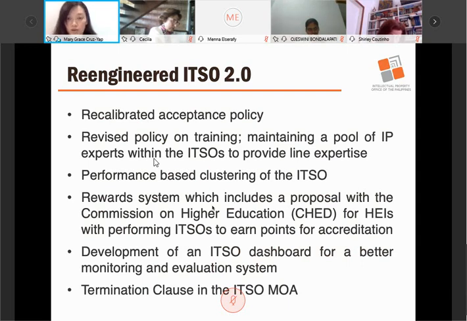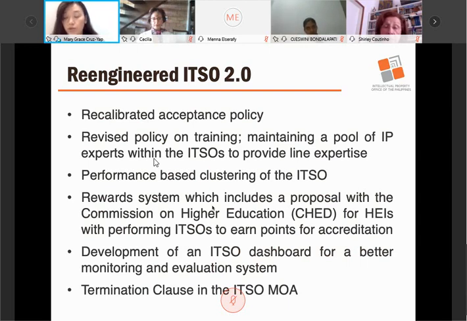We've also revised the policy on training so that we can move forward, not always have to train on the basics, and so that we can push them all the way to commercialization. We are doing clustering of the ITSOs based on their performance so that we can address their needs on a case-to-case basis, not just a one-size-fits-all kind of program. We are introducing a reward system, and we are also developing our ITSO dashboard for better monitoring and evaluation. Another important development under the ITSO 2.0 program is a termination clause that is basically hinged on the ITSO's performance.